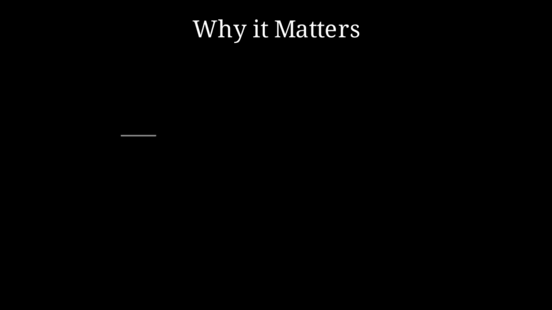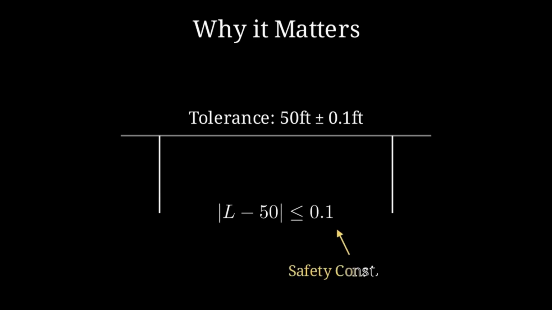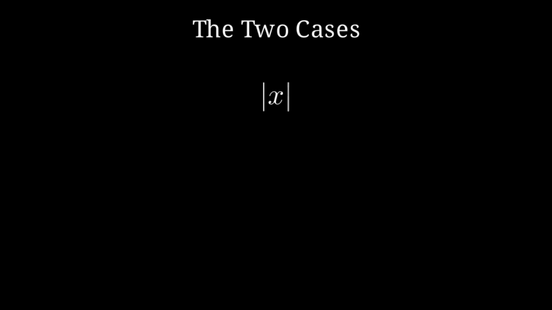In engineering and science, we use these inequalities to define safety margins and tolerances. Whether it is the thickness of a steel beam or the voltage in a circuit, absolute value helps us define acceptable ranges of error. Because absolute value measures distance, the result is never negative.